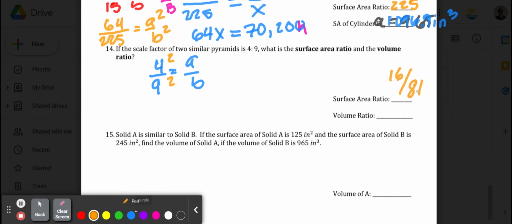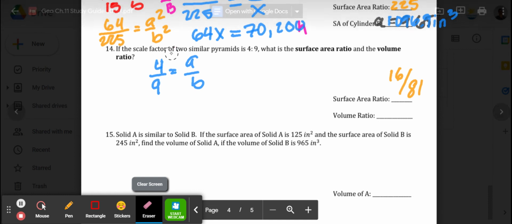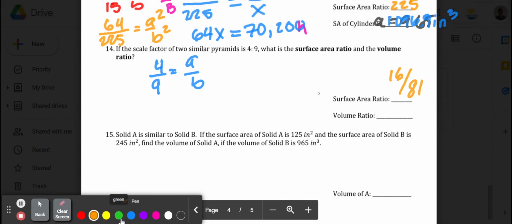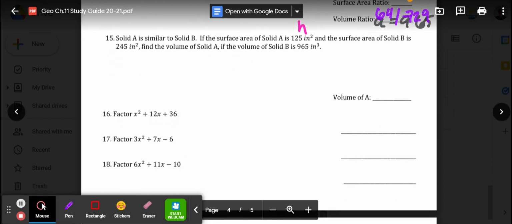And then if I go back and I erase that, and then I cube it. So take those same values and cube it. I can get my value. And so 4 cubed is 64 over 9 cubed, which is 729. All right, nice. We're done. And then just some factoring.